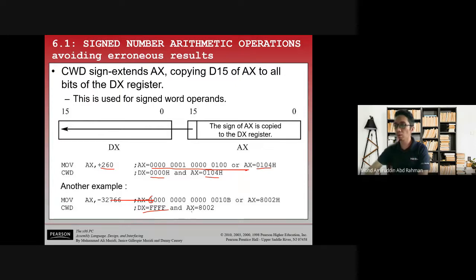Okay, but for the AX, it will be 8002 in terms of the hex number. To get this 32766, you invert all of those and then add 1, then you will get 32766. So that's an example of CBW and also CWD.